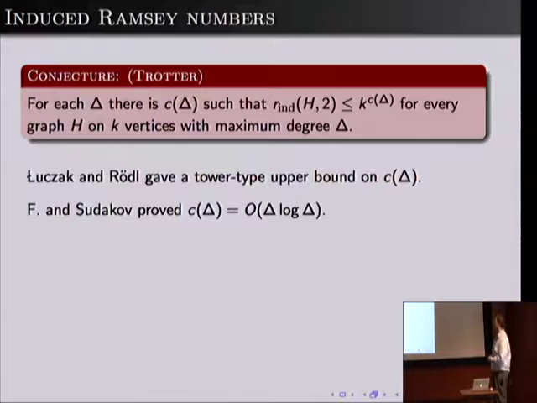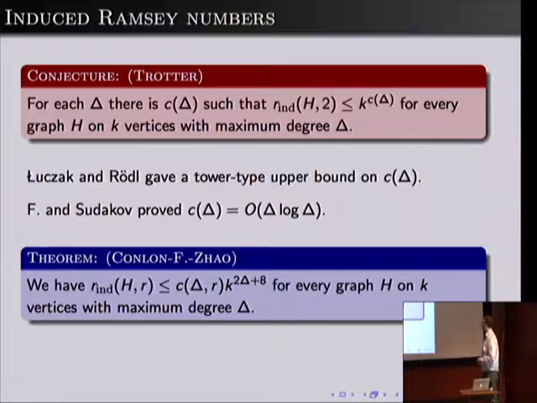And using the sparse regularity method, we've improved it so that the exponent is now delta, and it works for any number of colors. There's also a strengthening that holds. In one of the colors, you'll actually find induced copies of every graph on k vertices with maximum degree delta. And for that, this delta will be sharp, just from a counting argument.